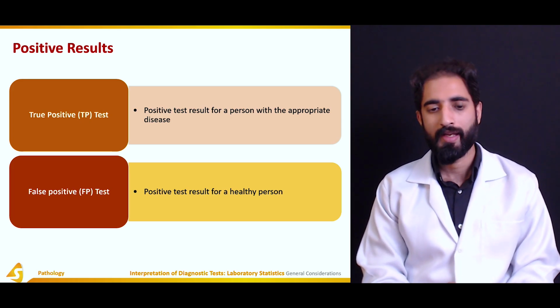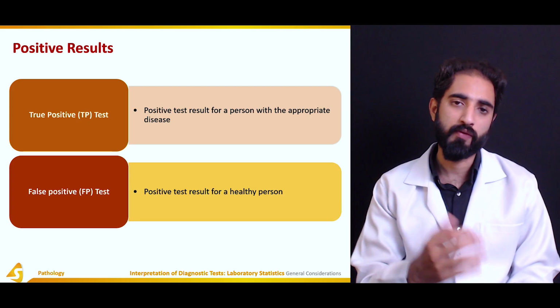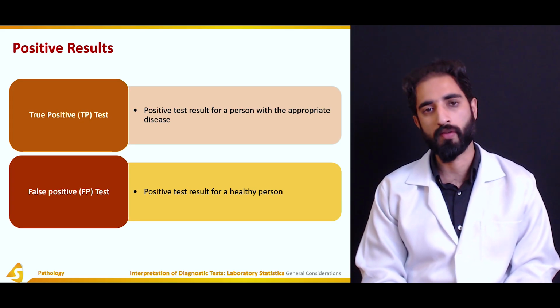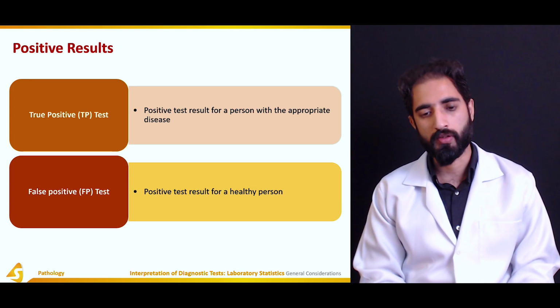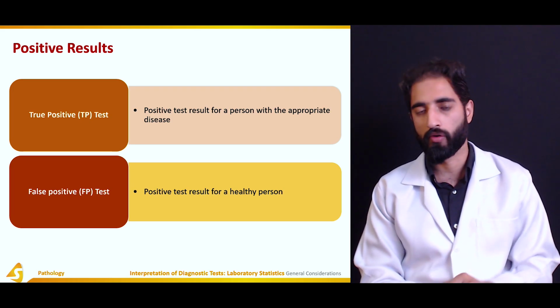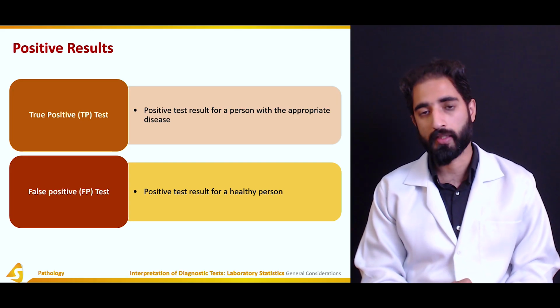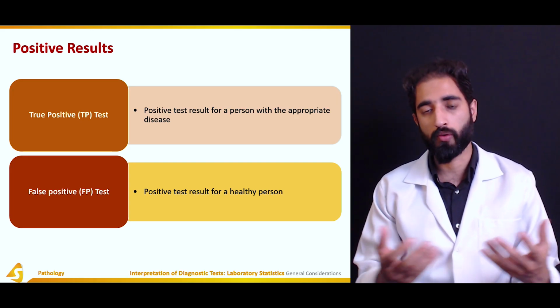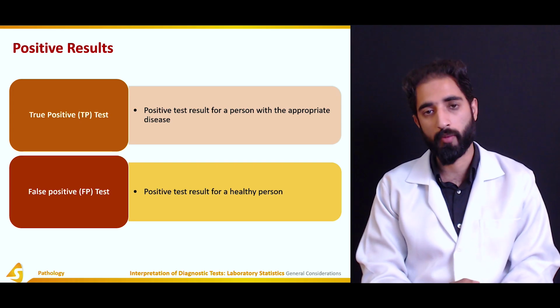But on the other hand, a positive result can also be a false positive test, in which the test is positive for a healthy person who does not have that disease. So it may be possible that a test comes positive for a person who does not even have diabetes or hyperglycemia.